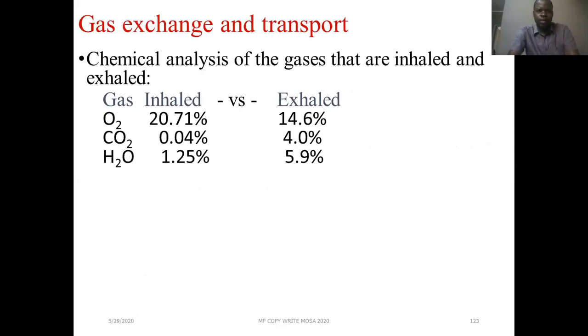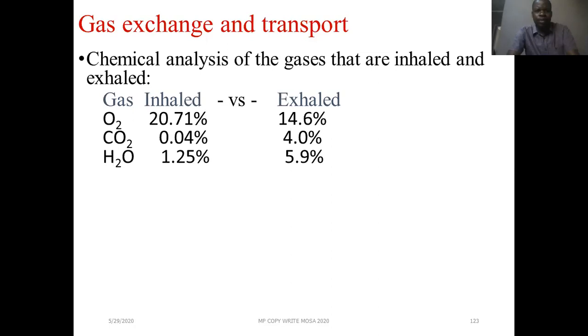So gaseous exchange and transport: chemical analysis of the gases that are inhaled and exhaled. Gas inhaled versus exhaled. When you breathe in, oxygen is about 20.71%, while when you breathe out it is about 14.6%. When you breathe in, carbon dioxide is about 0.04%. When you breathe out, carbon dioxide is about 4.0%.